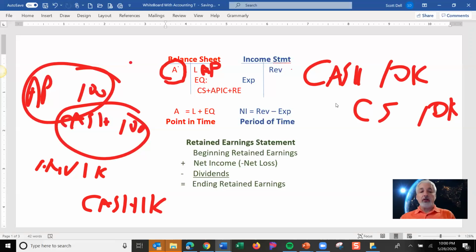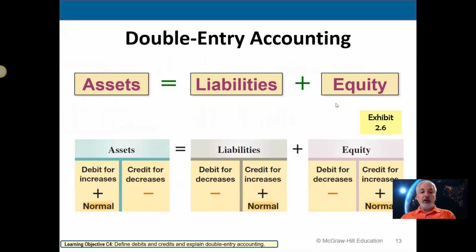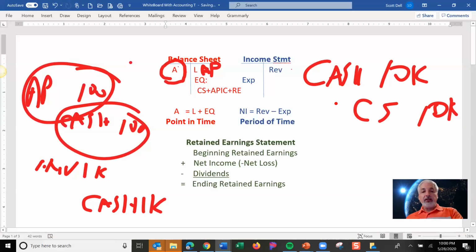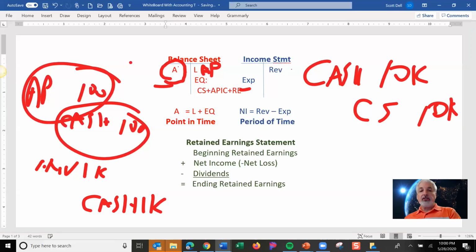So if you look at this picture, you can either memorize increase in assets, debit, decrease in assets, credit, increase in liability, credit, decrease in liability, debit, or you look at this picture. Assets, and it happens to be expenses, are increased with a debit.